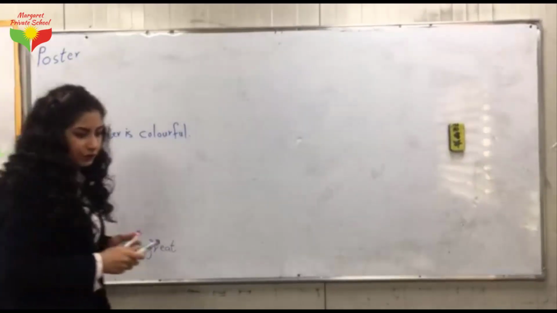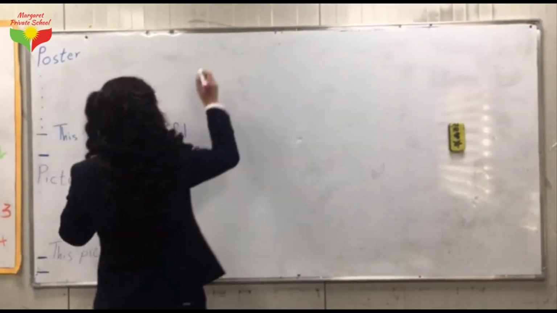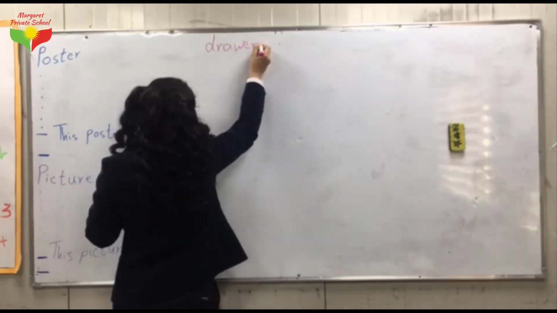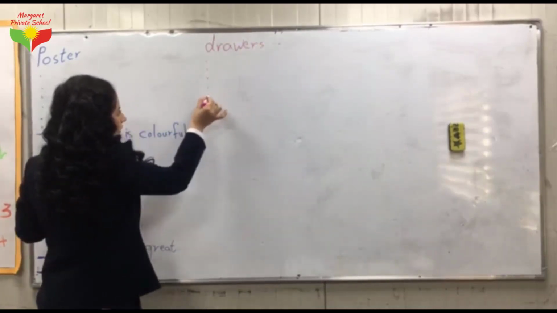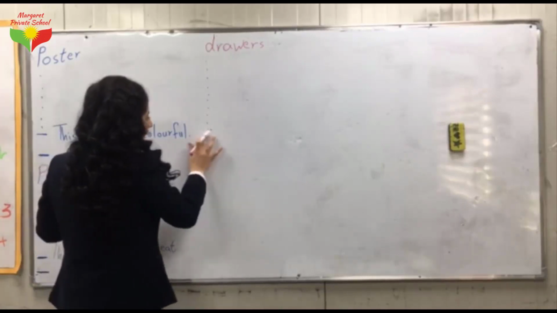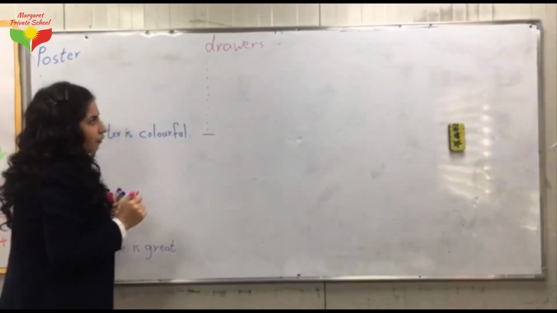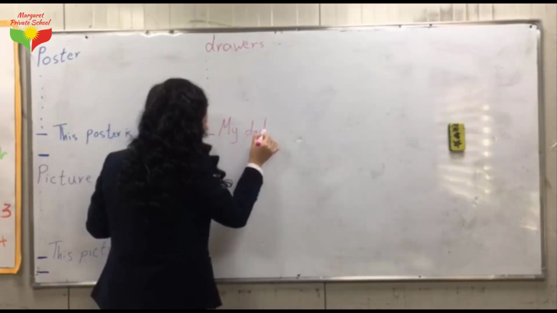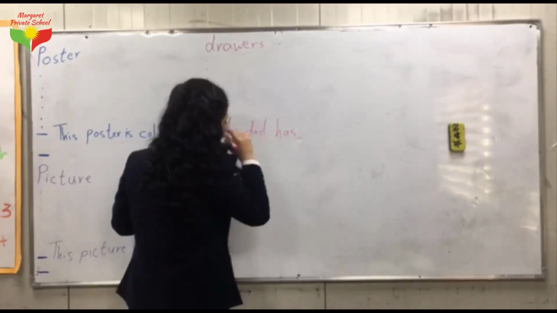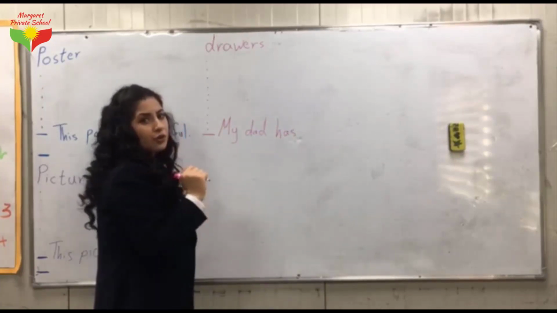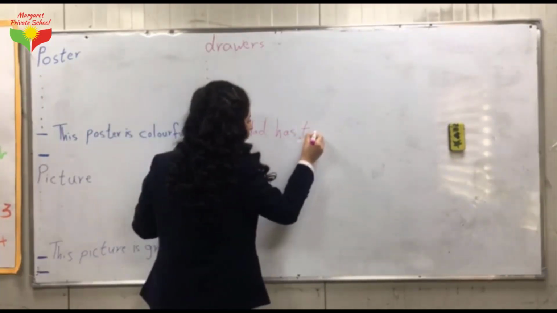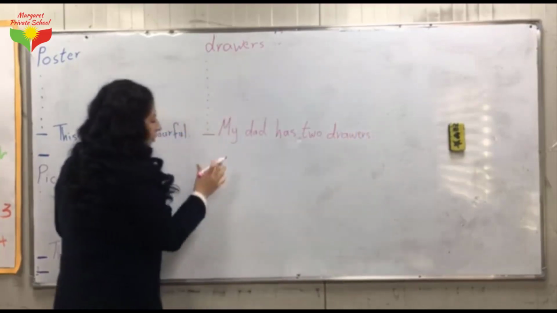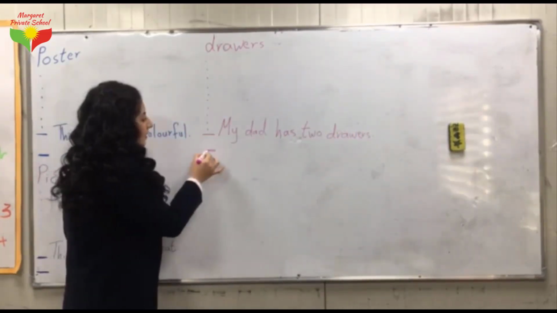Now let's go to the third word, drawers. You should write drawers till the middle of the page. Then I'm gonna write my sentence for drawers. My dad has 2 drawers. This is my sentence. You should write your sentence here.